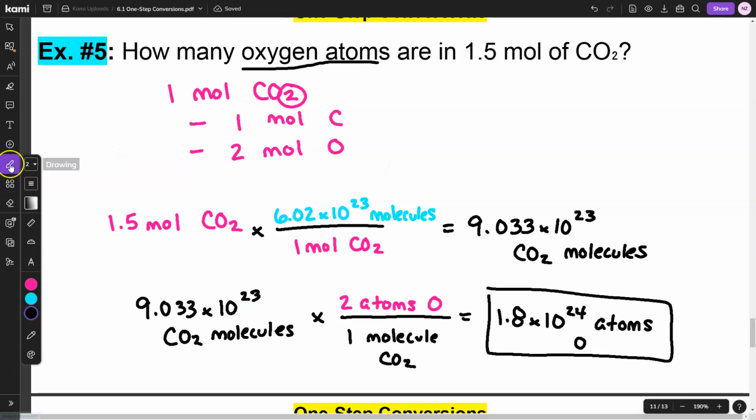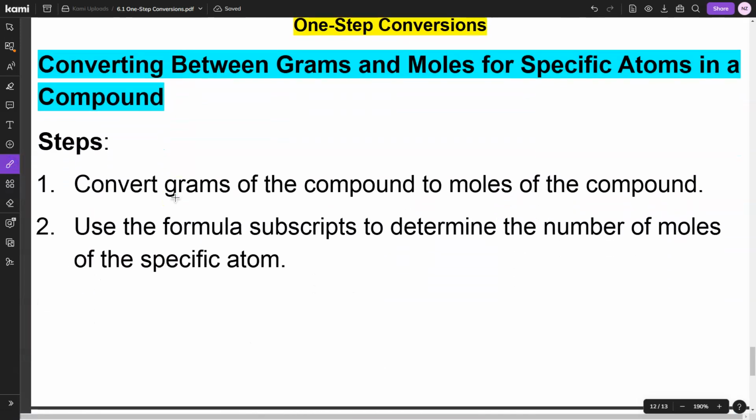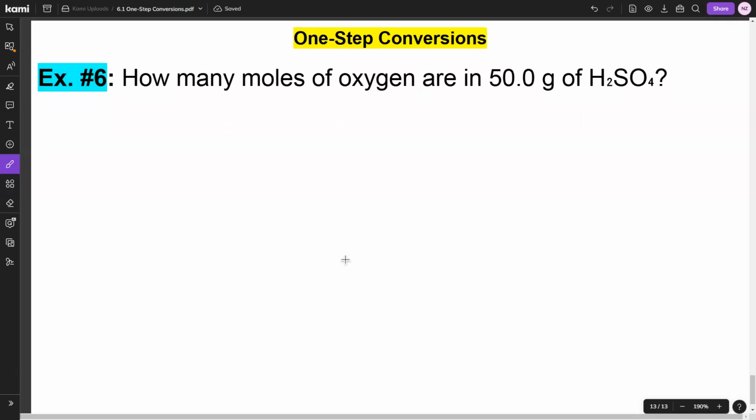Well, that was a lot of work. Oh, we got 1 more. In this case, we're going to go between grams and moles for specific atoms in a compound. So the first step is going to be first converting to moles. So using our molar mass to go from grams to moles, and then using the formula or looking at the subscripts to determine the number of moles. All right, so in this example, it says you have 50 grams of H2SO4. So that's our given.